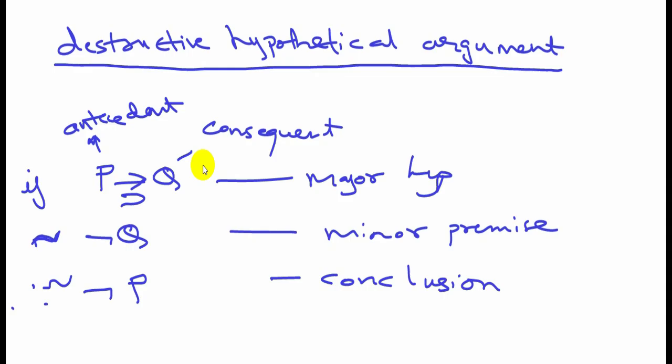This is also known as modus tollens, or destructive hypothetical argument, because the minor premise denies the consequent and the conclusion denies the antecedent. Whereas in the constructive hypothetical argument, the minor premise affirms the antecedent and the conclusion affirms the consequent.